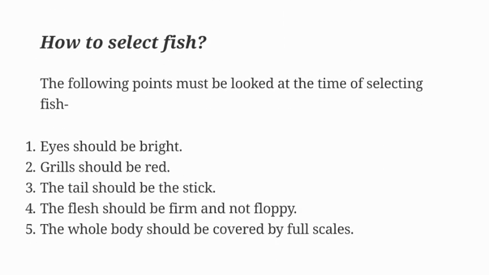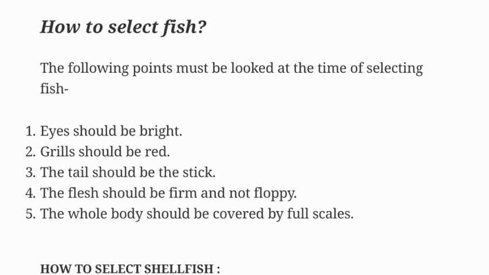How to select a fish? The following points must be looked at the time of selecting fish. Eyes should be bright, gills should be red, the tail should be stiff, the flesh should be firm and not floppy, the whole body should be covered by full scales.